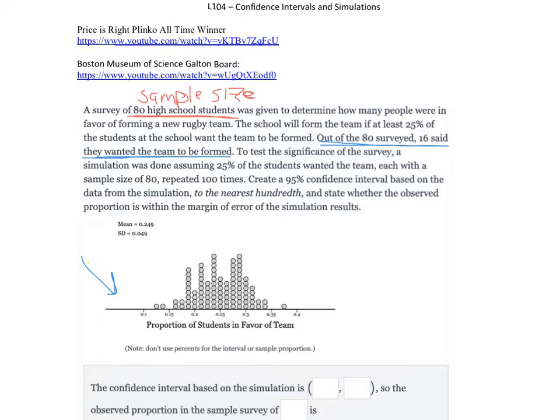And if we think about those little post-it notes we saw in the other video, this would be like one time you took a handful of those chips and you saw how many were peach. This is like one time I took a handful or a sample of students and saw how many wanted the team to be formed. So there's always this number that we're comparing to the chart below. So this is my sample proportion, 16 out of 80. This is what we observe. Okay, so that's 0.20. So I'm going to write observed proportion.